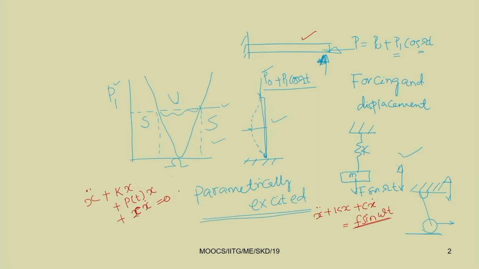Here you can note that the coefficient of the response term x, k, is constant, but in this case p t is a time varying term. The coefficient of x is a parameter, and that is why this is known as a parametrically excited system. Here p t, which is a parameter, is written as the coefficient of the response of the system, and that is why this type of system is known as a parametrically excited system.